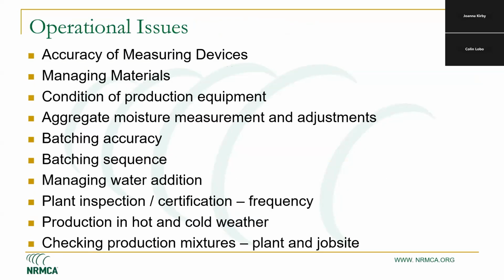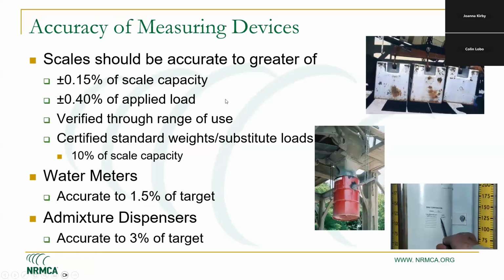So we'll talk a little bit about some of these operational issues. Accuracy of measuring devices. We should ensure that scales are determined to be accurate. These are the requirements in ASTM as well as the NRMCA plant certification program. So periodically you have to call in a scale company that brings in a certain number of standardized test weights and puts them on your scale along with product loading to verify that your scales are accurate and through the range of use that you anticipate.